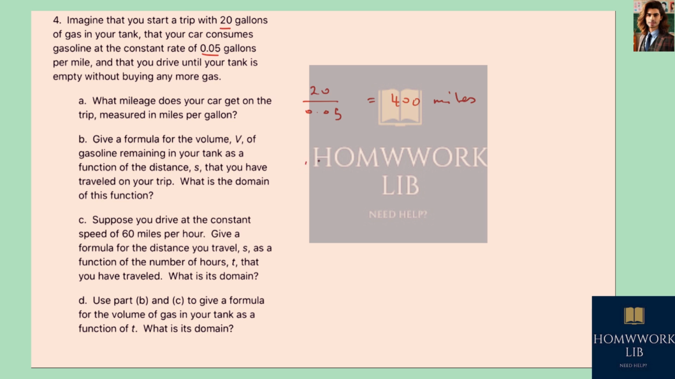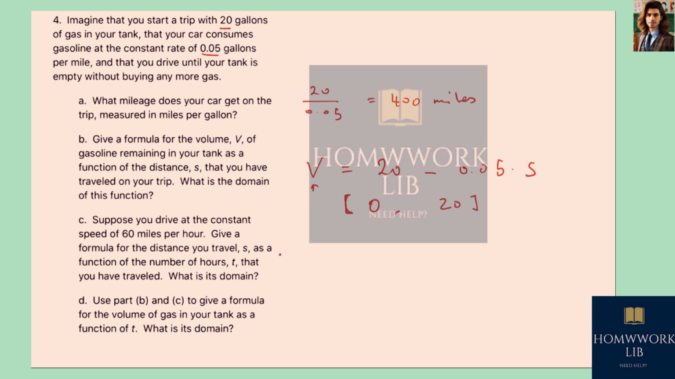So obviously V is given by, initially you have 20, right? But it's decreasing at the rate which is 0.05 times S, right? So the domain of this function V obviously, it can become 0, and then it will be as large as 20, right? So the domain of this V is from 0 to 20 inclusive, right?